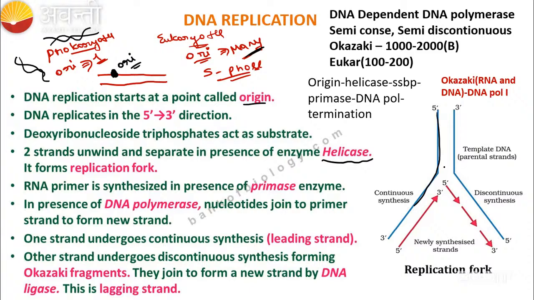Okay. When the DNA is unwound, there may be a chance of it winding again. For that, some protein is going to bind to this single-stranded DNA. What is that protein called? Single-stranded binding protein, SSBP. That is nothing but single-stranded binding protein. So the single-stranded binding protein will bind to this single-stranded DNA.